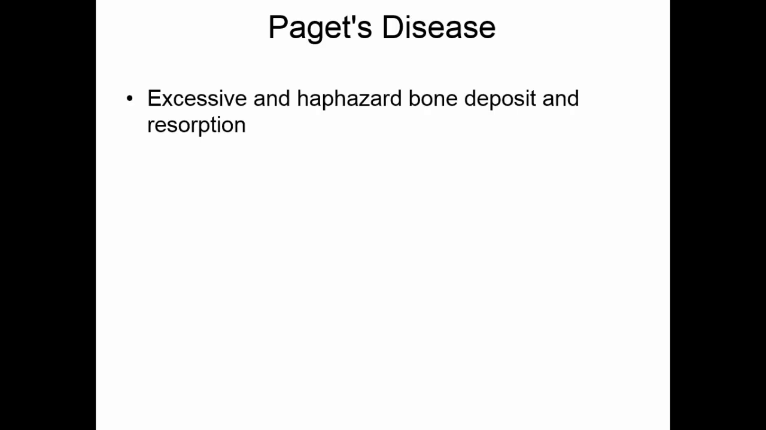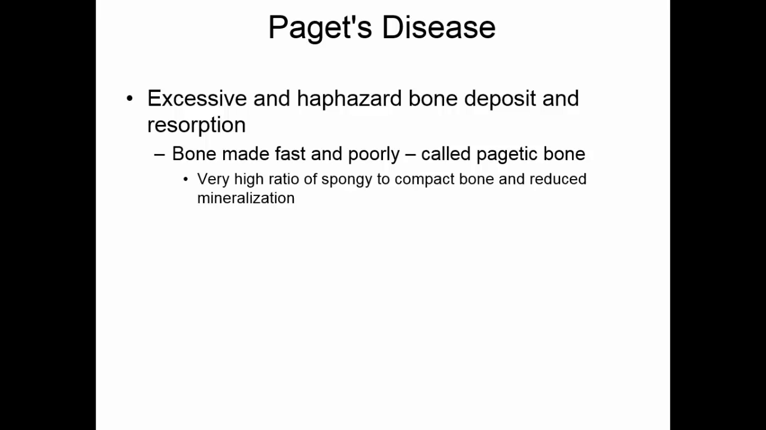Another bone disease is Paget's disease. Here, bone is replaced oddly. There is excessive bone deposits in some places, and it's just haphazard. This is bone replacement and resorption not based on any kind of stress or any kind of need for calcium. Because bone is made very fast, it's made very poorly, and it's called Pagetic bone. There's a very high ratio of spongy bone to compact bone, and there's a reduced mineralization of all bone. This means that you have very thick places in some bones and very thin places in other bones. As a result, the bones break easily.